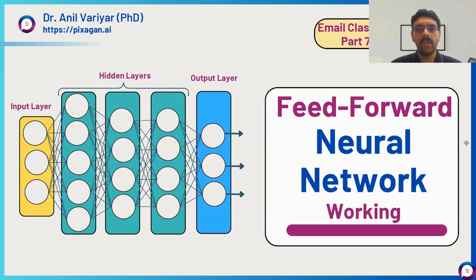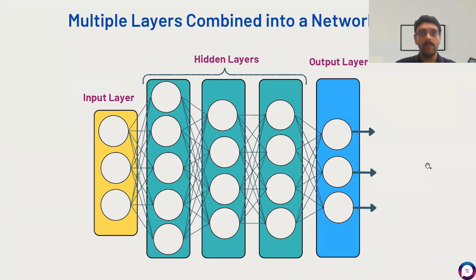Hey everyone. So in this video, we're now going to understand how a feed-forward neural network works. In the previous few videos in this series, where we're trying to build an email classifier neural network, we have gone over the different pieces of the puzzle, right? Now it's time to put those pieces together and understand how these layers and these neurons can be combined into a network. So a neural network kind of looks like what you see in front of you, right?